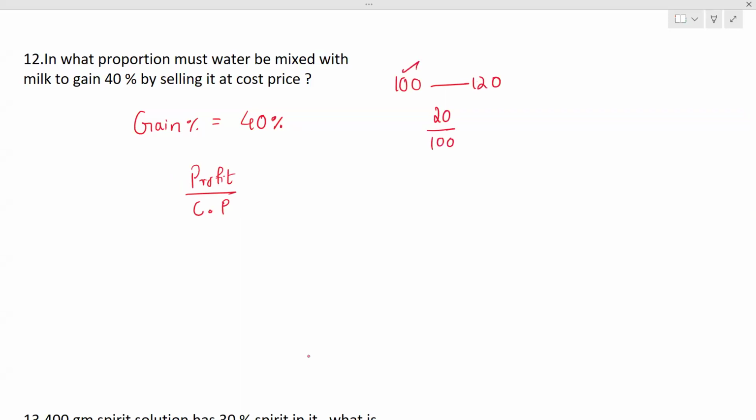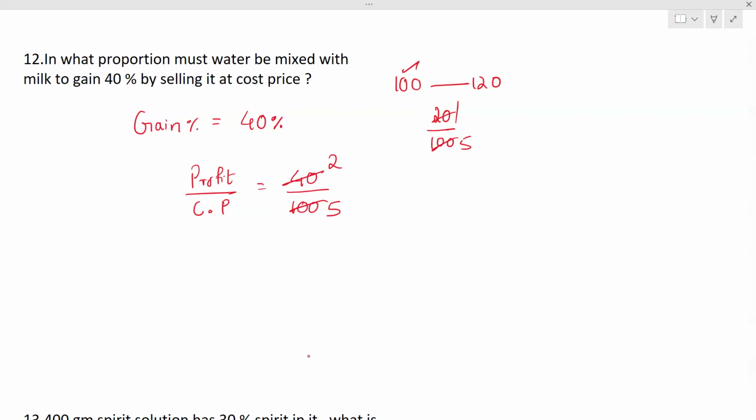Meaning what is this here? 20 by 100 is 1 by 5, which is 20% profit, right? So here the profit he says is how much? 40 percentage. Let the cost price be 100 here. If the cost price is 100, then what will be profit here? 40 rupees profit over an investment of 100, which is nothing but 40 divided by 100. Now, so profit, what do I get here? 2 times, 5 times.